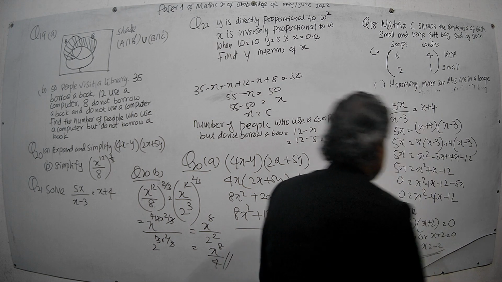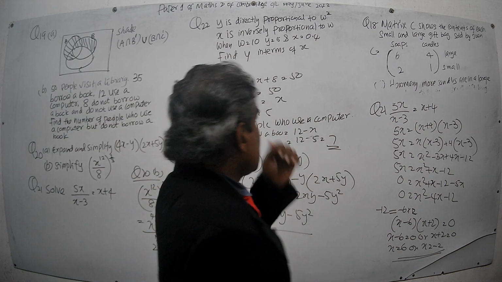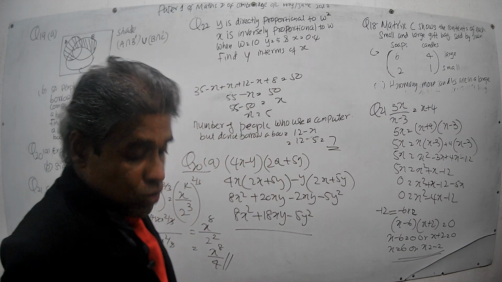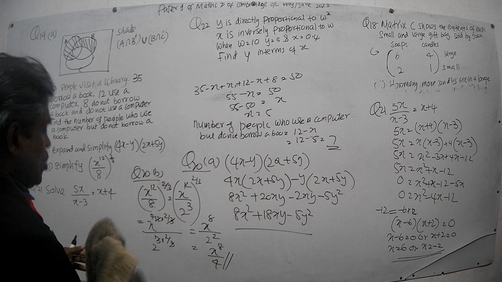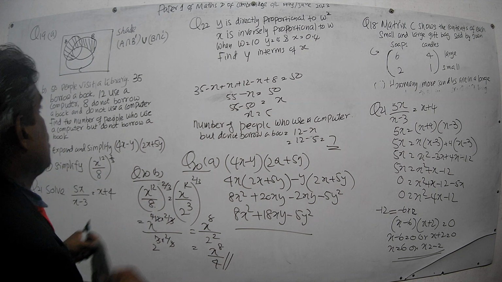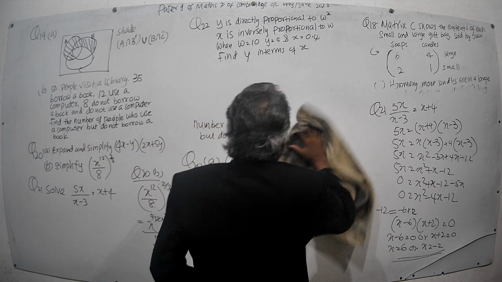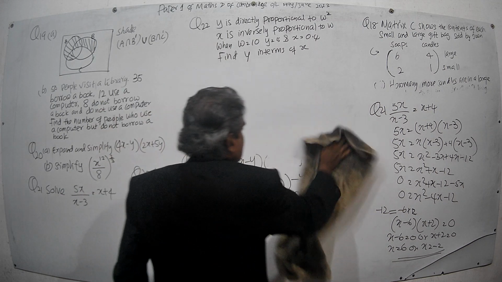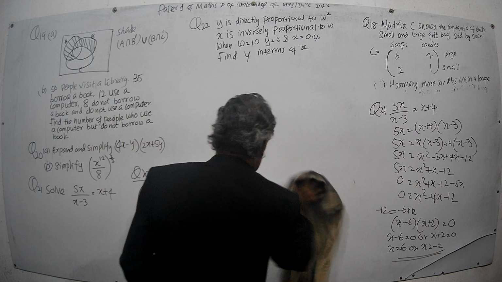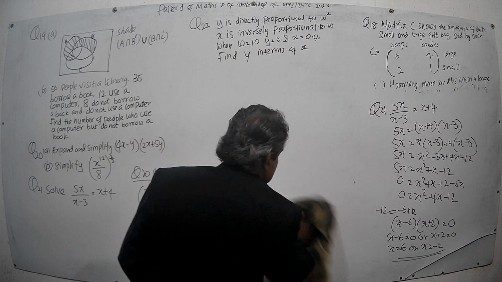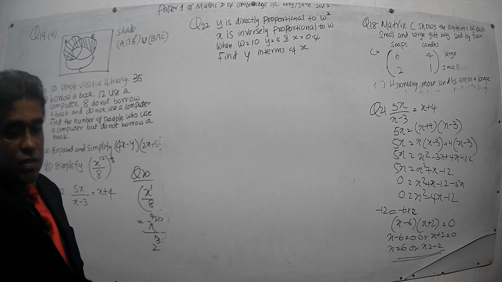So these are the answers. x equals 6 or x equals minus 2. Okay. Right. Then we are moving to question number 21. Now we are moving to question number 22. Okay. Now question number 22.